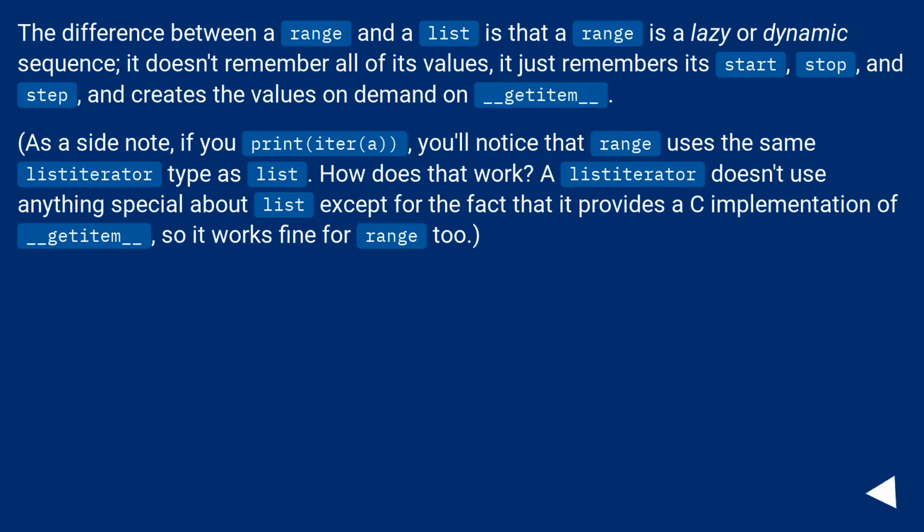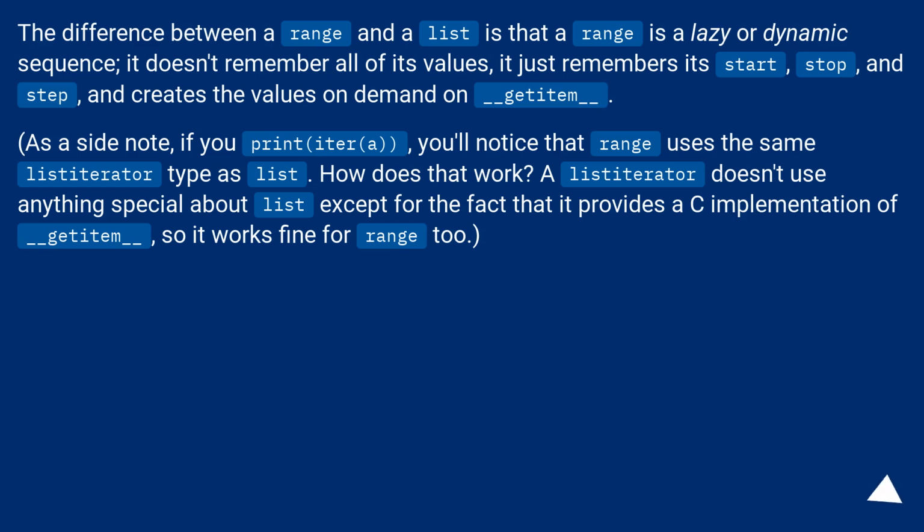The difference between a range and a list is that a range is a lazy or dynamic sequence. It doesn't remember all of its values, it just remembers its start, stop, and step, and creates the values on demand on __getitem__. As a side note, if you print iter(a), you'll notice that range uses the same list iterator type as list. How does that work?